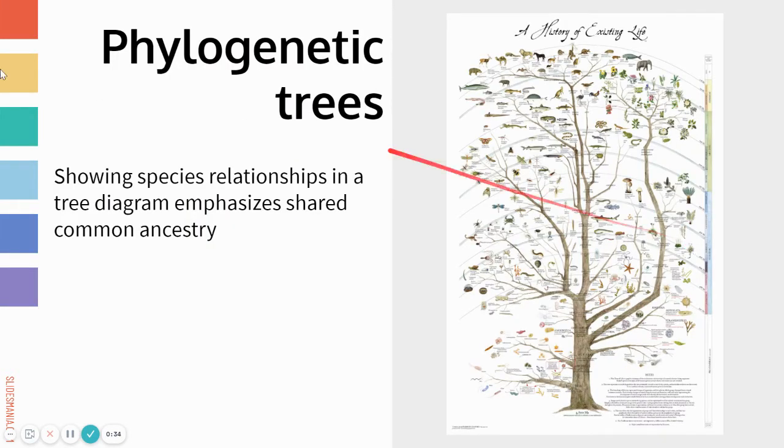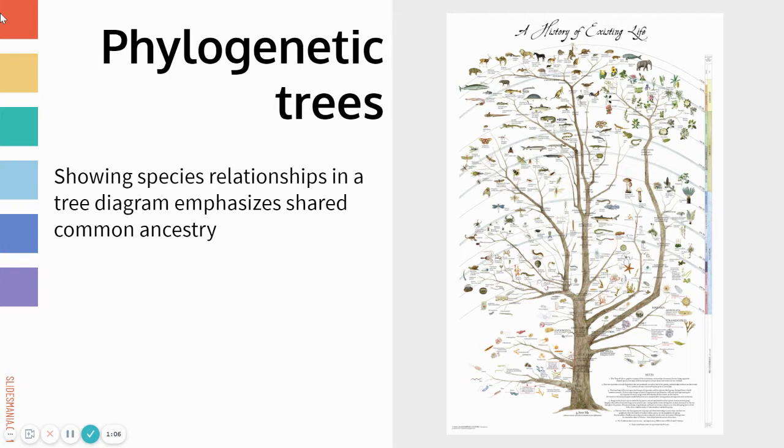So drawing a phylogenetic tree, or we're also going to use the word cladogram, is a nice way to show how all organisms are related to one another, and that either more recently or farther back, there's a point of shared common ancestry between any living thing and any other living thing. And sometimes for two organisms, like for humans and bacteria, you would have to go really, really far back to find that point of common ancestry.